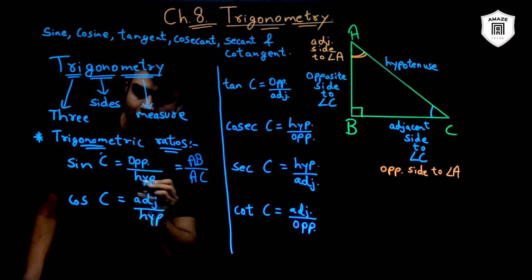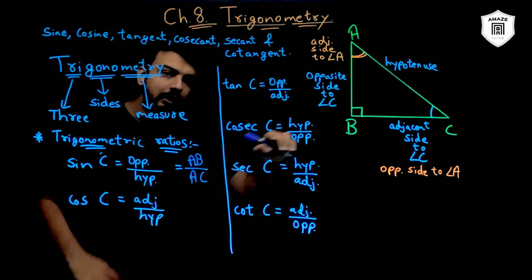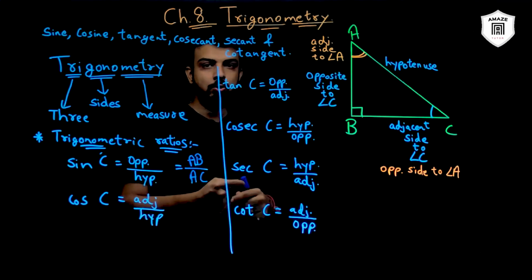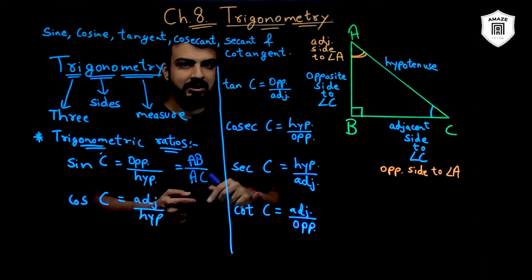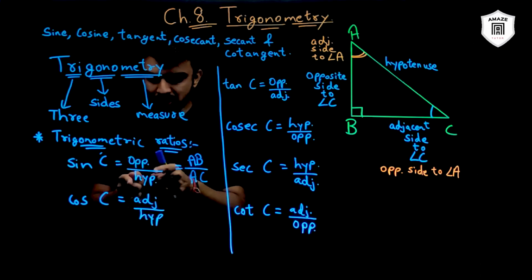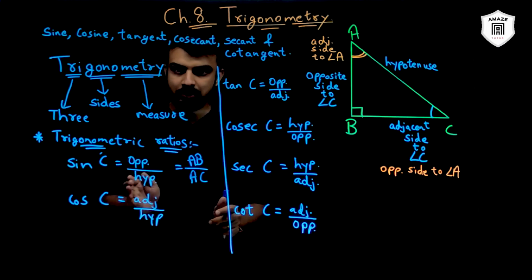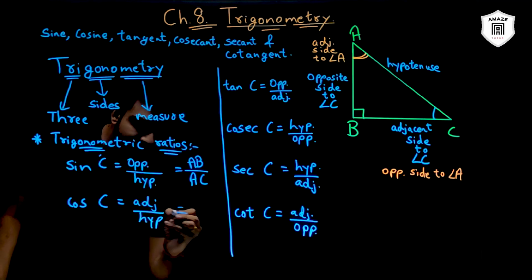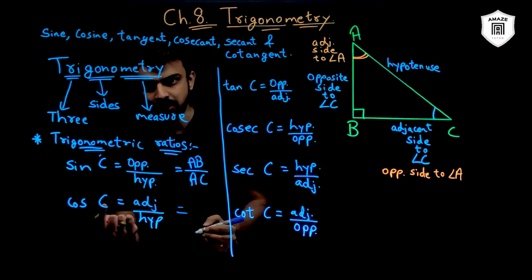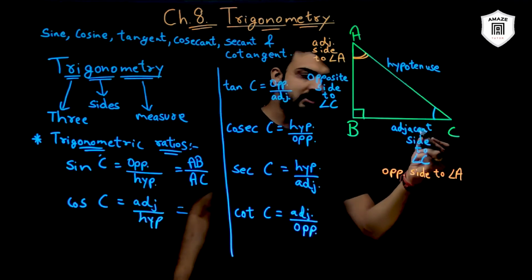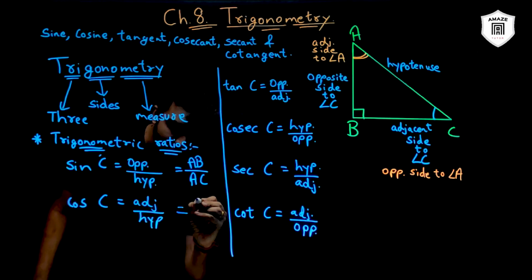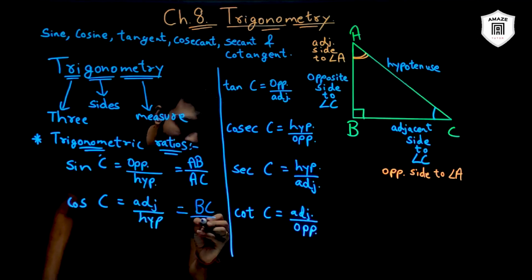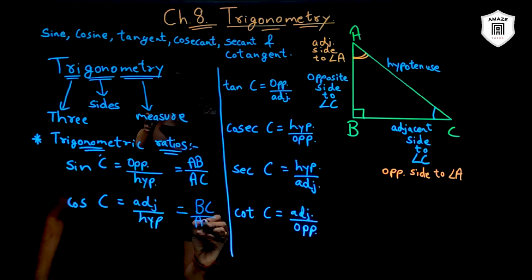So this becomes the formula for sine C for this triangle. It will change triangle to triangle with the names of the vertices and so on. You just need to remember this part: opposite upon hypotenuse and adjacent upon hypotenuse. Cos C, which is adjacent upon hypotenuse. Which angle is written here? C. So for C, which is the adjacent side? BC. So it becomes BC upon hypotenuse, which is AC.